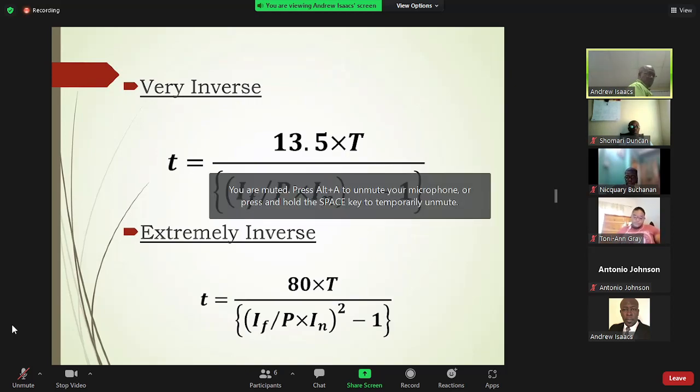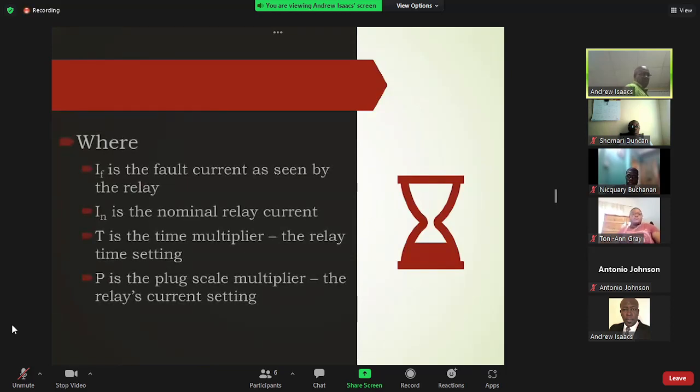All right, now, by way of definition of these variables that you see there, IF will be the fault current as seen by the relay. Now, you can either consider this in terms of what is happening on the primary side, or the secondary side of the CT. So you can look at it in terms of what's on the system vis-a-vis what's on the secondary side of the CT. It will work out to be the same.